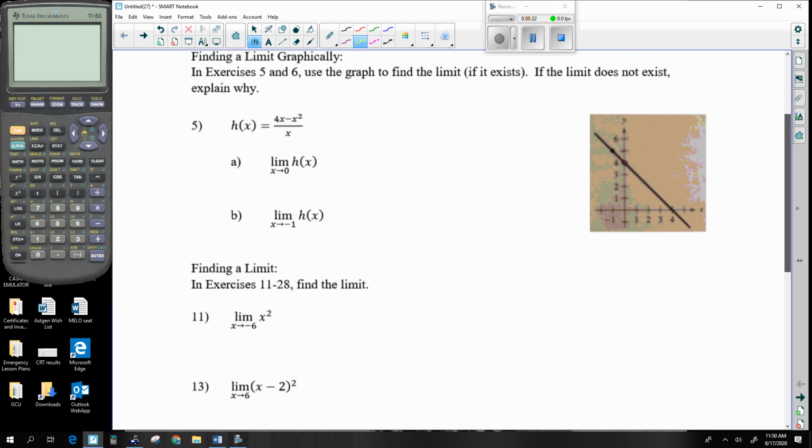We are first asked to use the graph to find the limit if it exists. If the limit doesn't exist, explain why. All right, so using the graph, the first one is as x goes to 0. Just looking at that, that is going to be equal to 4. Because if this is where x is equal to 0, what does the line to the left and to the right both point at? They both point at the value of 4.